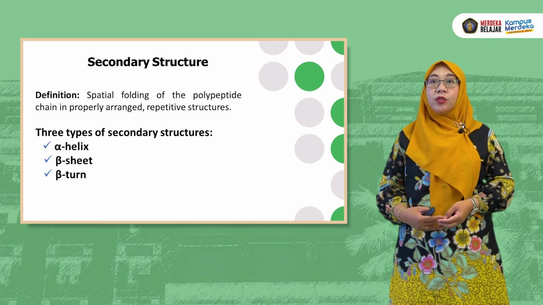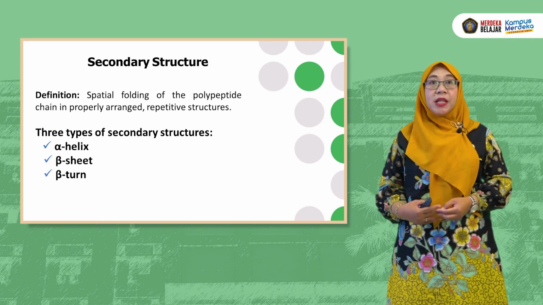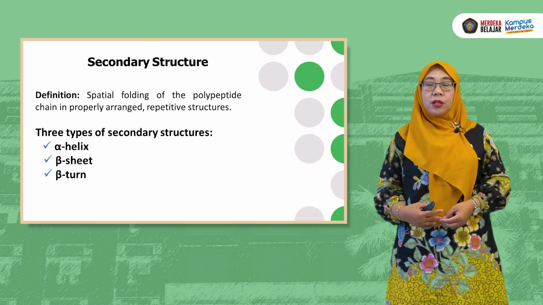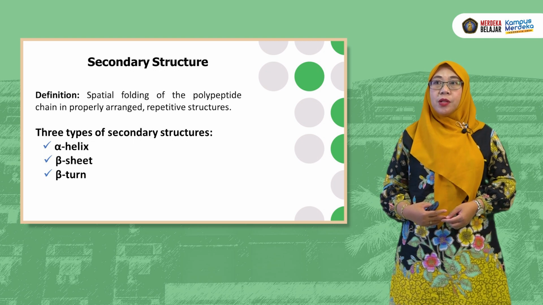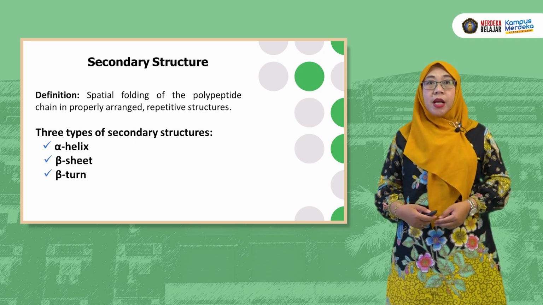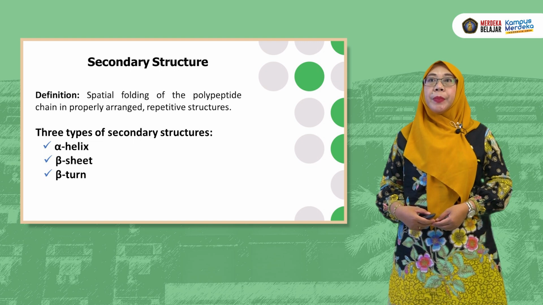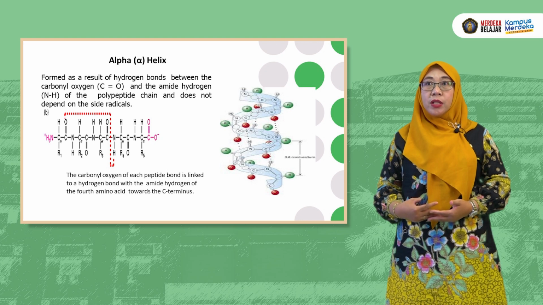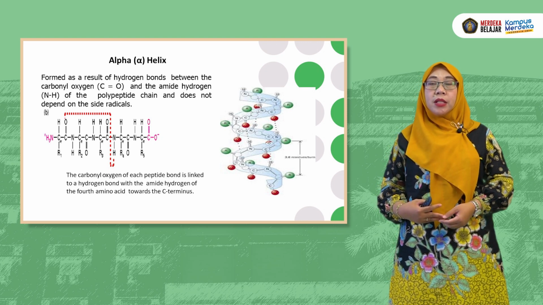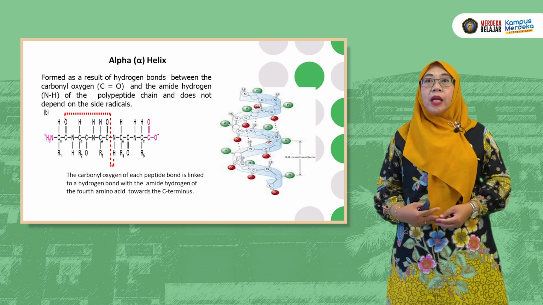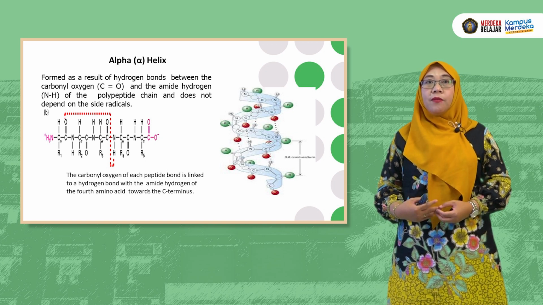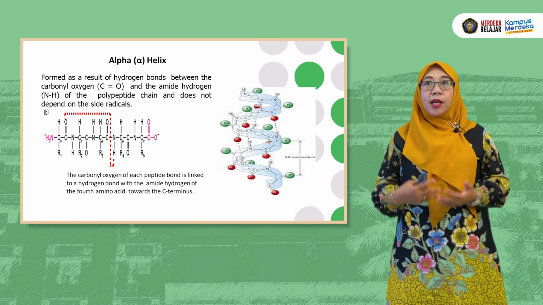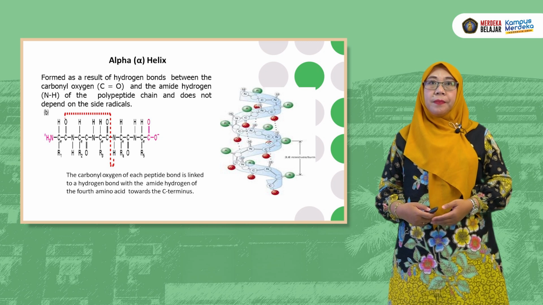Next is the secondary structure. The secondary structure is a special folding of the polypeptide chains in properly arranged repetitive structures. 3 types of secondary structures are alpha helix, beta sheet, and beta turn. The alpha helix structure is formed as a result of hydrogen bonds between the carbonyl oxygen C=O and the amide hydrogen NH of the polypeptide chains and does not depend on the side radicals. The shape of the alpha helix is like a spiral.